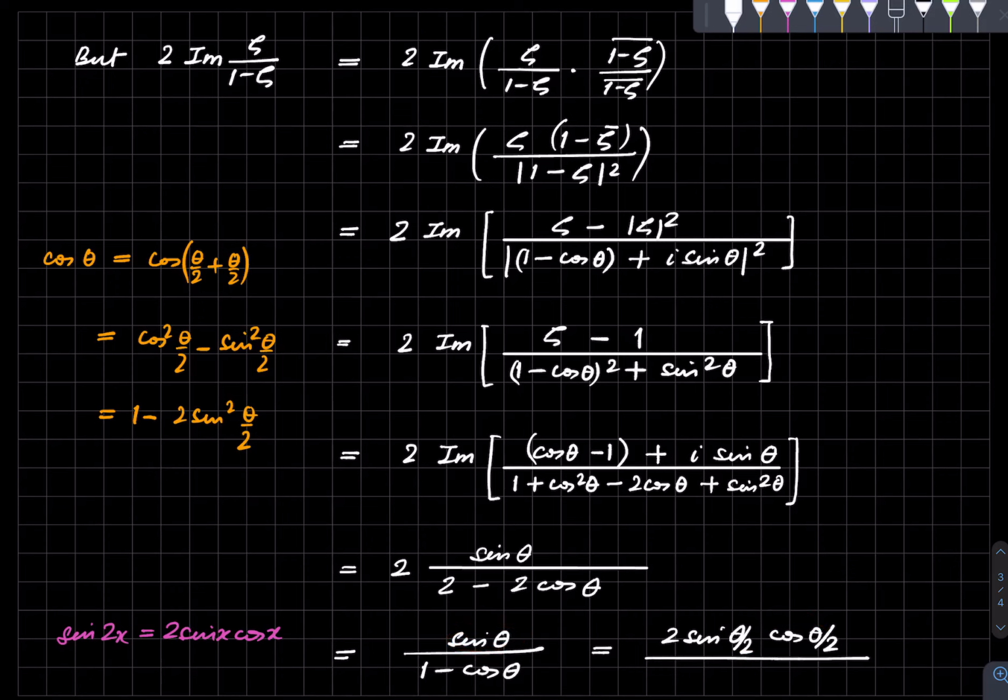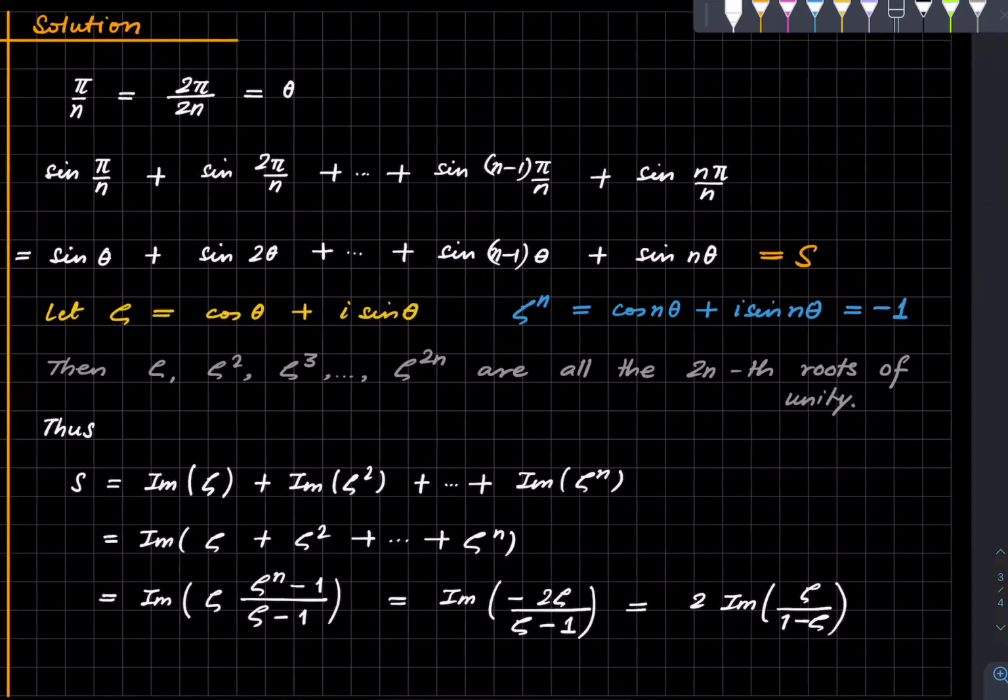And the denominator is twice sine square theta by 2. How do we get that? We just use this formula that cos theta is equal to 1 minus 2 sine square theta by 2. If you substitute here, you'll get that. And now we cancel things out. So this cancels away, and this cancels away, and therefore this is cot theta by 2. So what we get is cot theta by 2. So our sum is cot theta by 2.